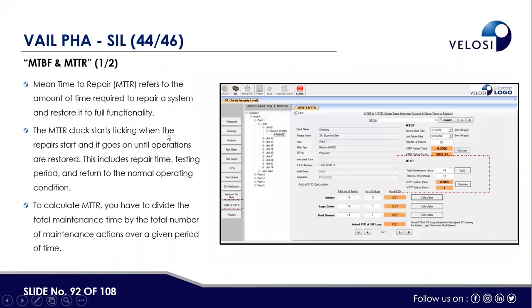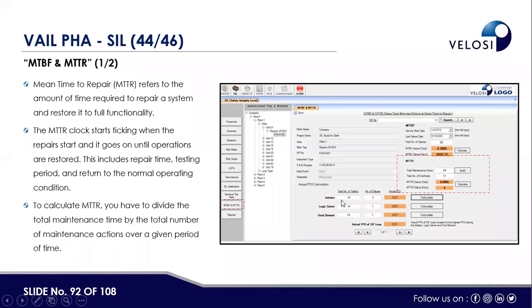And then we can also calculate MTBF, MTTR in this VAIL-PHA SIL module. Mean time to repair refers to the amount of time required to repair a system and restore it to full functionality. MTTR clock starts ticking when the repairs start, and it goes on until operations are restored. This includes repair time, testing period, and return to the normal operation condition as well. So to calculate the MTTR, we have to divide the total maintenance time by the total number of maintenance actions over a given period of time. So we can calculate the MTBF, we can calculate the MTTR, we can also calculate the failure rates as well.